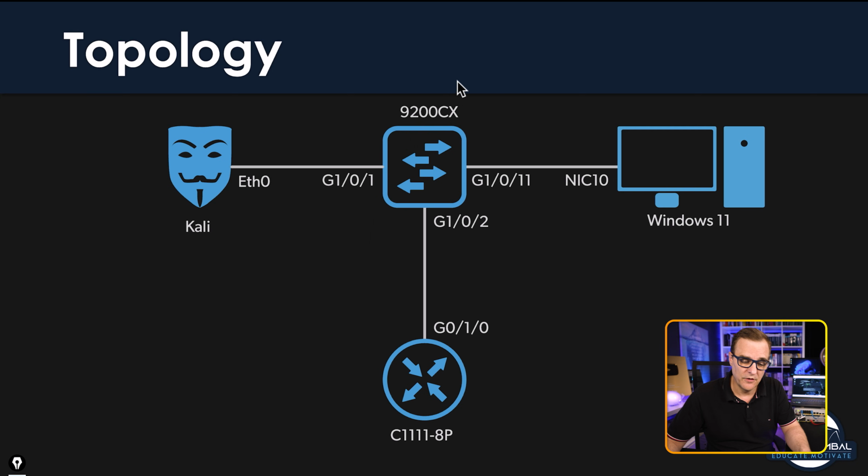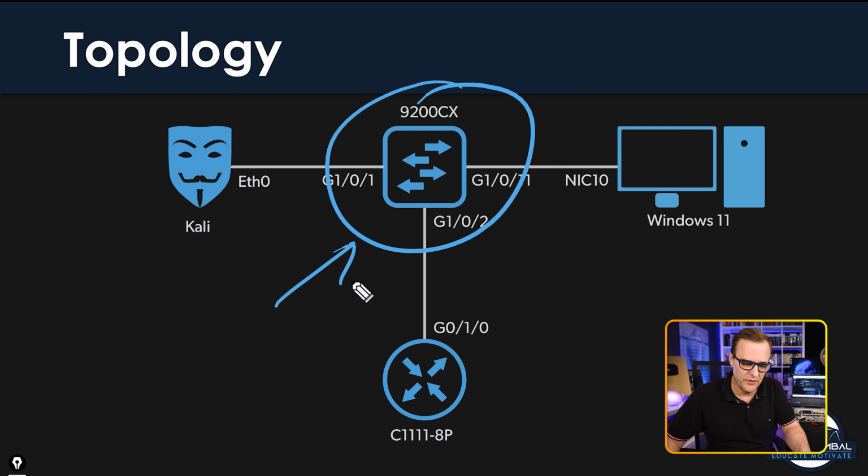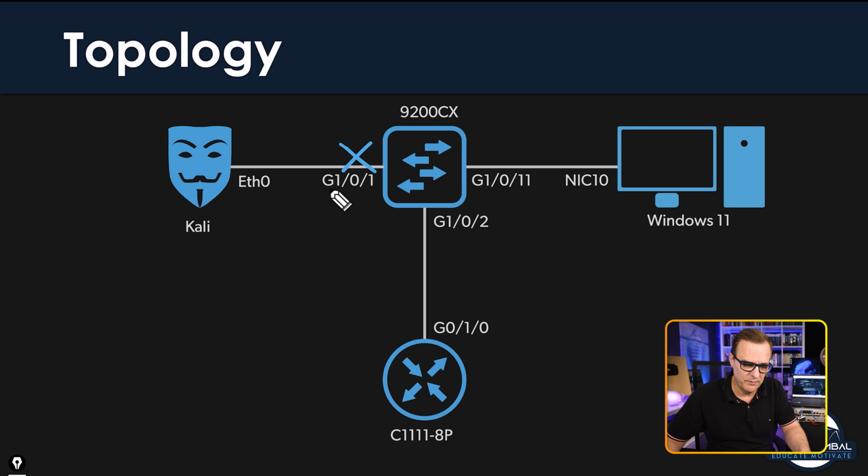Now, to stop this kind of nonsense, we want to run DHCP snooping on the switch and make sure that these ports are untrusted ports and the only trusted port is this interface to our legitimate DHCP server so that we can stop DHCP offers from the Kali machine.